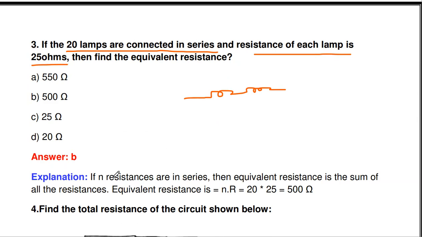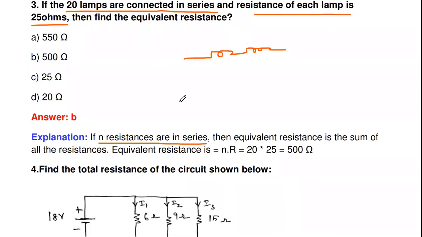If n resistances are in series, the equivalent resistance is nothing but we have to add all the resistances n times. That means the equivalent resistance is equal to n into R. So how many lamps? 20 lamps. Each lamp has a resistance value of 25 ohm. So 20 into 25, 500 ohm is the answer. If all resistances are equal, it is n times the resistance value. So this is the answer.